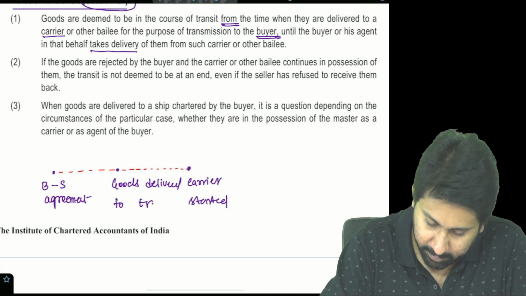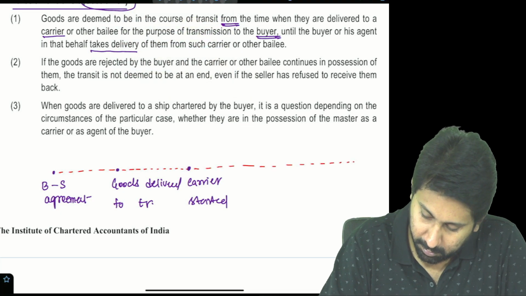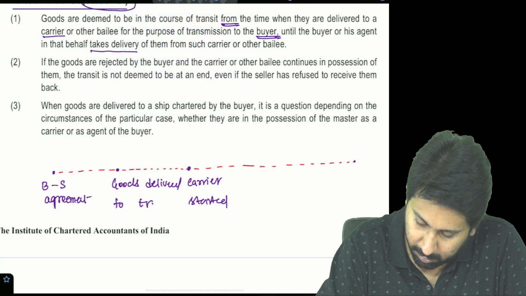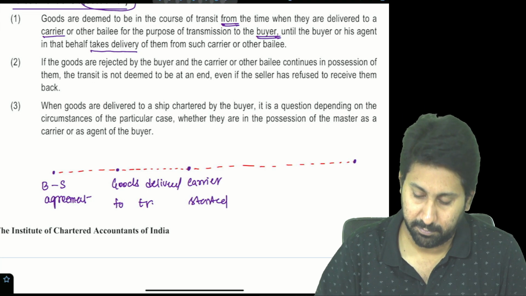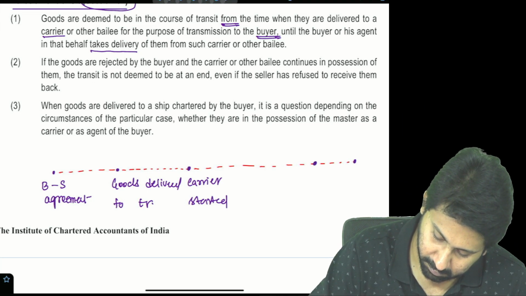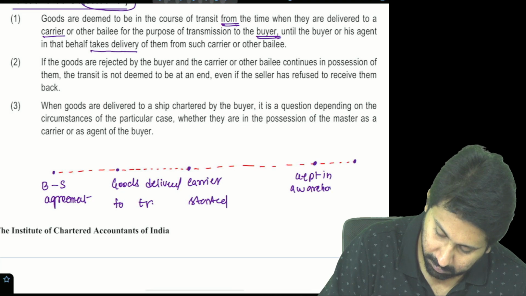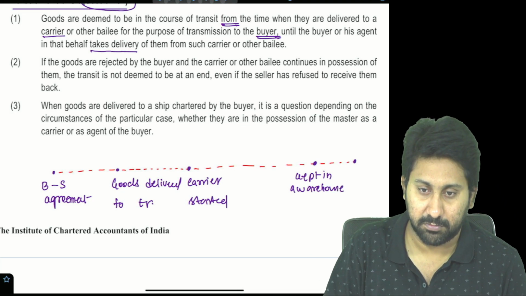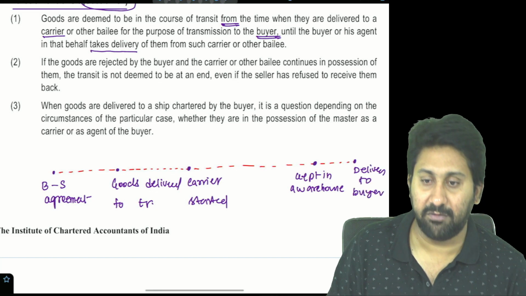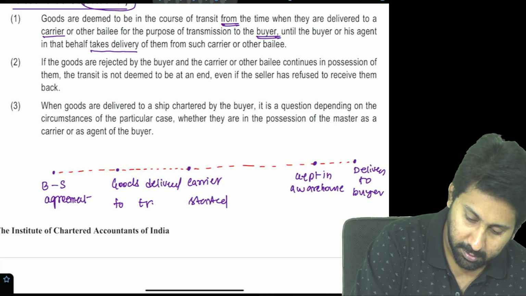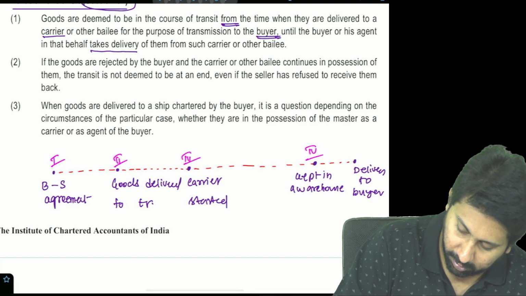Carrier started. Okay, carrier started. Kept in a warehouse. Delivery to buyer. 1, 2, 3, 4, 5.